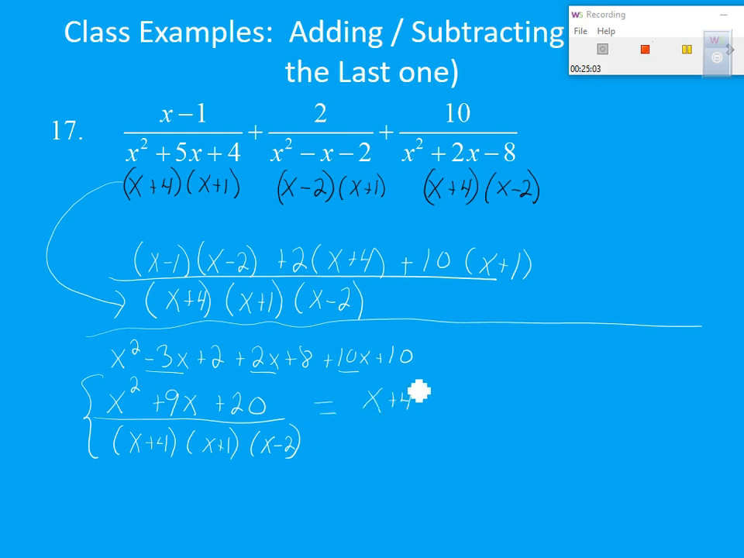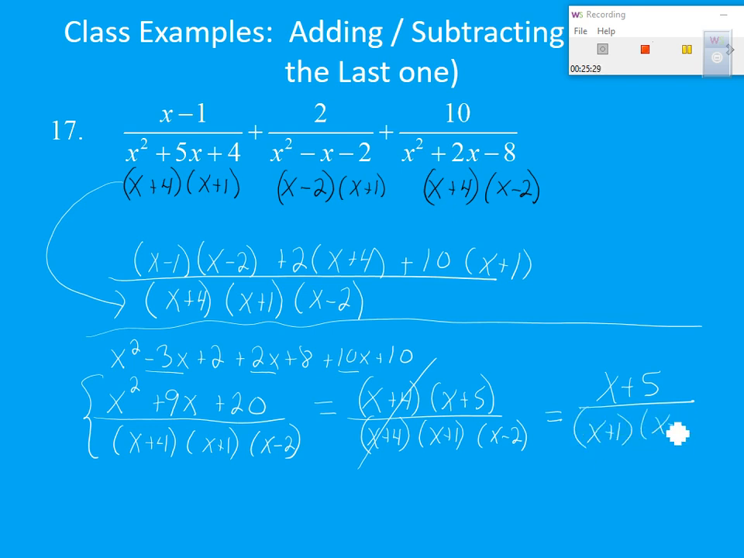And if I do that, I've got x plus 4 times x plus 5 over x plus 4 times x plus 1 times x minus 2. I needed to do that because there's a chance they had something in common. So ending answer, x plus 5 over x plus 1 and x minus 2.